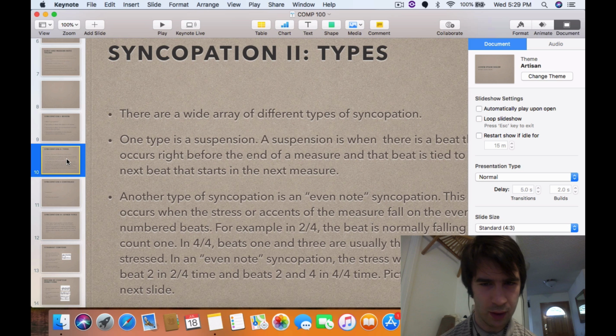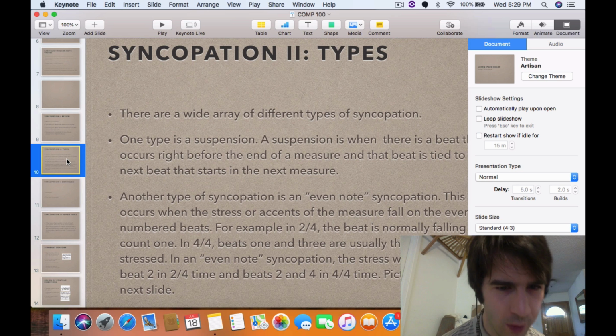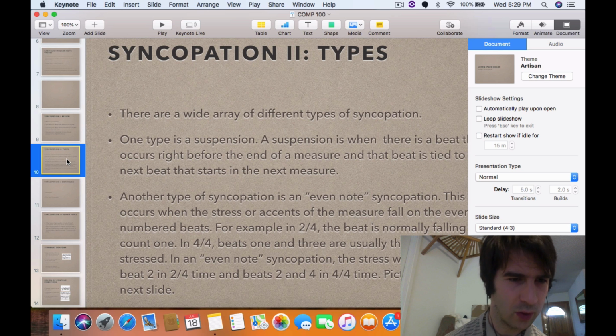Another type of syncopation is an even note, in quotes, syncopation. This occurs when the stress or accents of the measure fall on the even numbered beats. For example, in 2/4 the beat normally falls on count 1, and in 4/4 beats 1 and 3 are usually the ones that are stressed. In an even note syncopation, the stress would fall on beat 2 in 2/4 time, and beats 2 and 4 in 4/4 time. Pictures are on the next slide.